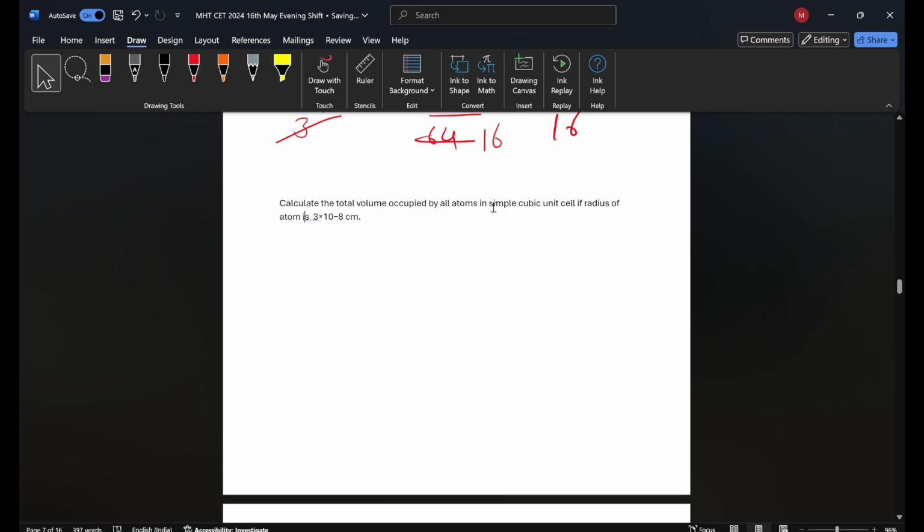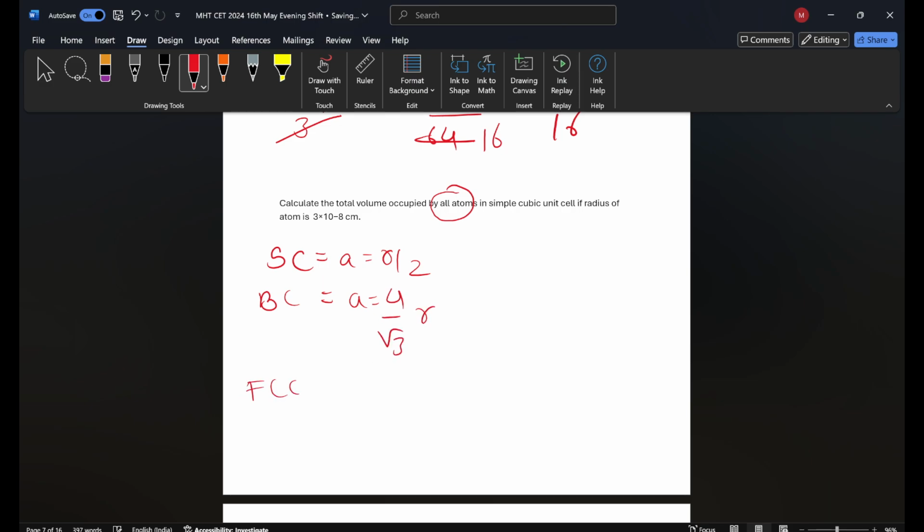Calculate the total volume occupied by all the atoms. Again, there was one, here it is all. Occupied all the atoms in simple cubic. All means it's only one. If radius. So I just want to share a shortcut with you. See if you have noted this. So when I was giving my own CT, I just did this short trick. It's a very cheap trick that we all know. In simple cubic, A is equal to 2R. For BCC, it is A is equal to 4 by root 3 R, and for FCC it is A is equal to 2 root 2 R.